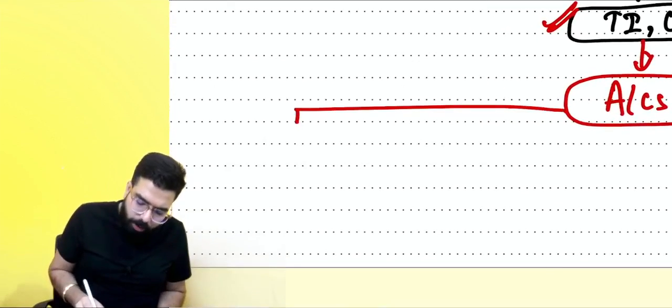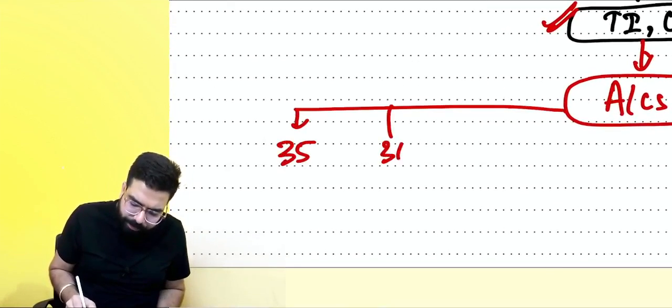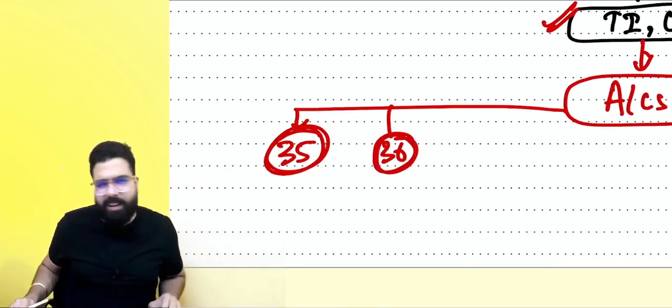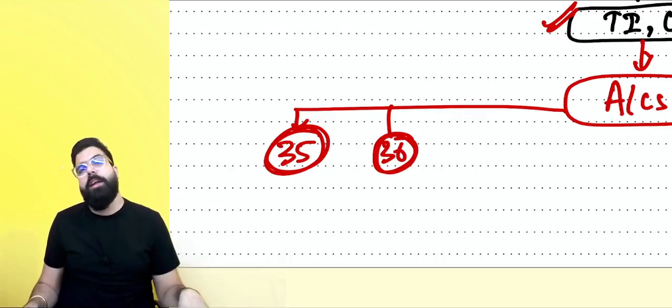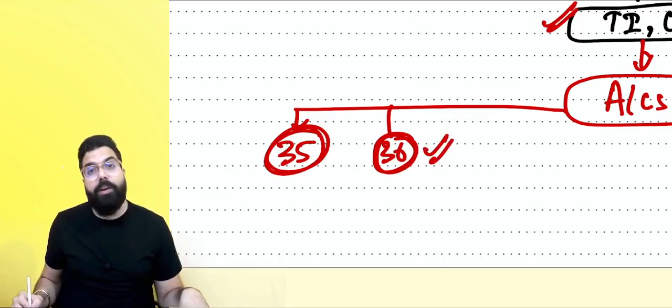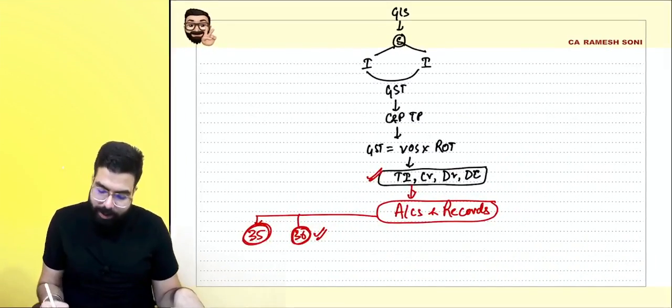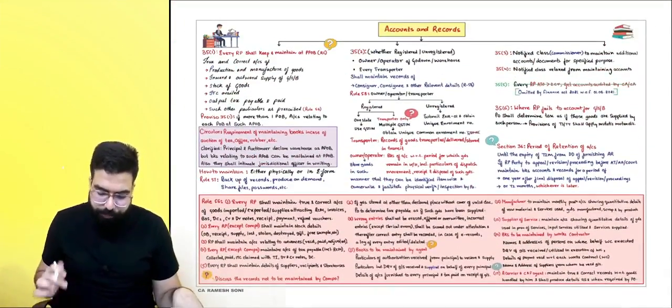Here we'll be learning about two sections, section number 35 and 36. Section number 35 will talk about the various accounts and records. Section 36 will tell about the period of retention of accounts and records. Okay, sir, let's go ahead, everyone.